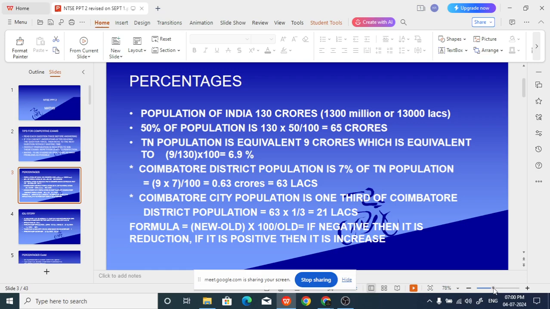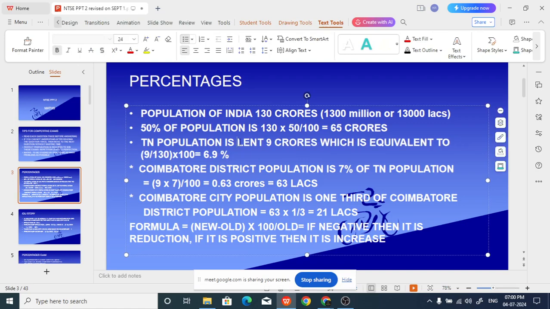TN population is equivalent to 9 crores, which is equal to 9 by 130 into 100, which is equal to 6.9%. TN means Tamil Nadu, because since we are in Tamil Nadu, we have taken this. Tamil Nadu population is 9 crores.